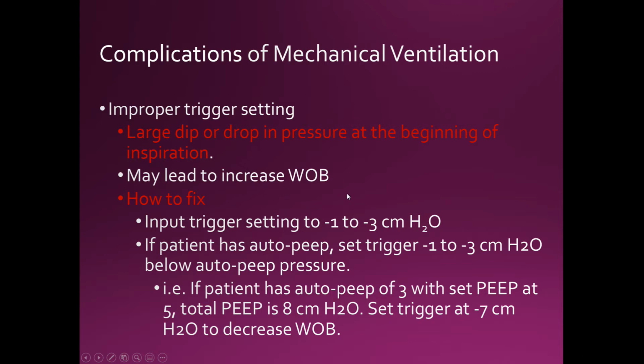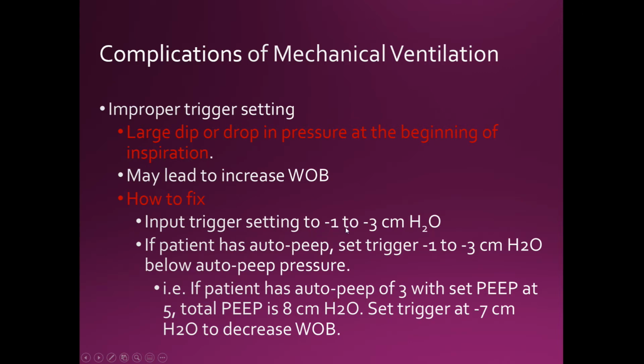And I did talk to you a little bit about this in the lecture, where if you had auto trapping along with a baseline of +5 of PEEP, you would have to set your trigger or your sensitivity to a +7, so that it would trigger the breath and help the patient breathe, and that's going to decrease your work of breathing. So again, this is how to fix it.